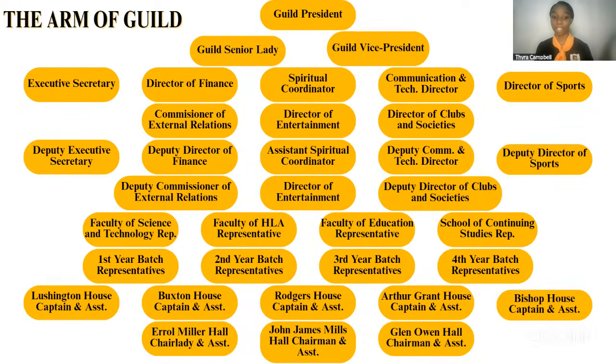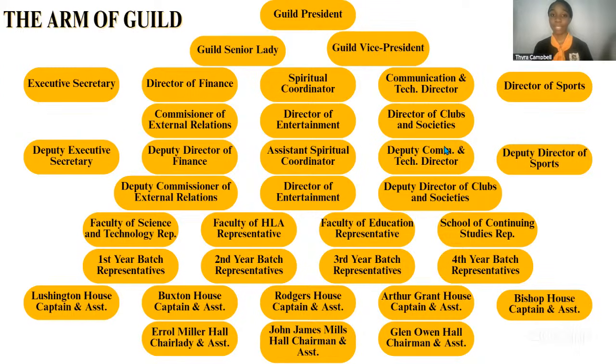Of our multiple faculties, we have representatives for the Faculty of Science and Technology, for the Faculty of Humanities and Liberal Arts, as well as for the Faculty of Education. We dare not leave out the representative for the School of Continuing Studies. Working alongside these persons or other persons who are part of the arm of the Guild include the year batch representatives for first, second, and third, as well as fourth year students. Our batch representatives include the batch president, as well as the lady representative.